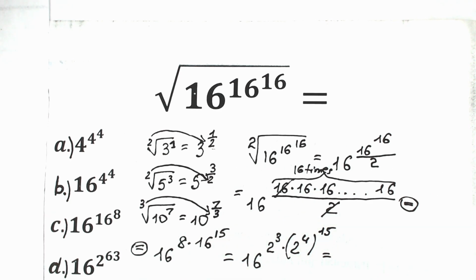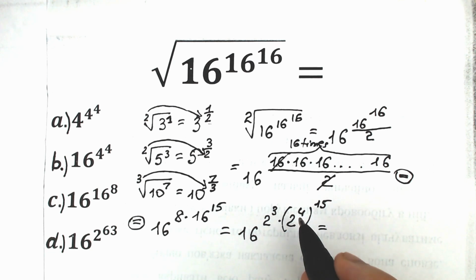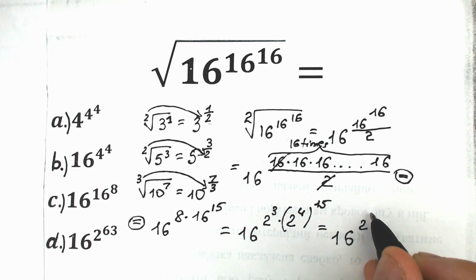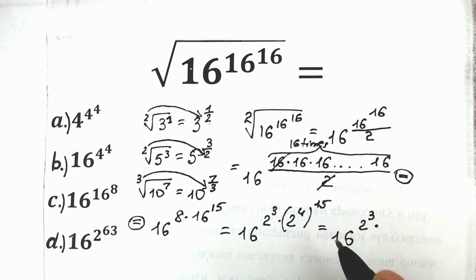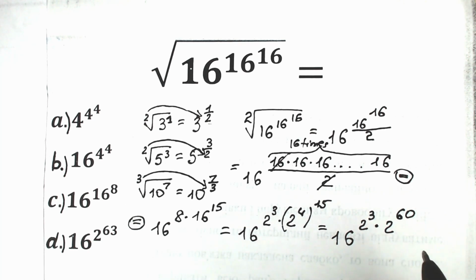Right now let's simplify this a little bit, because this is a classic case. We can easily raise 2 to the power 4 to the power 15, so we multiply 4 times 15. As a result we have 2 to the third power times 2 to the power 4 to the power 15, equal to 2 to the power 4 times 15, equal to 2 to the power 60.